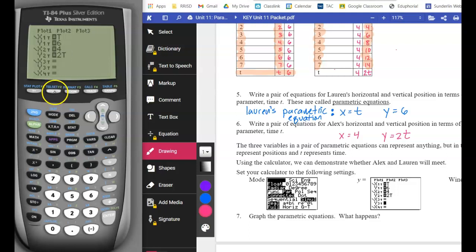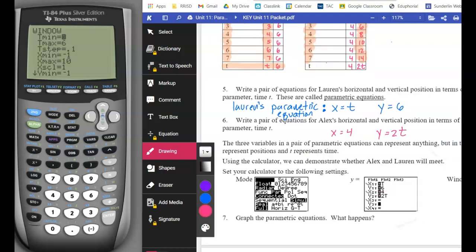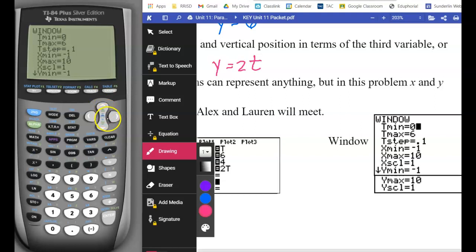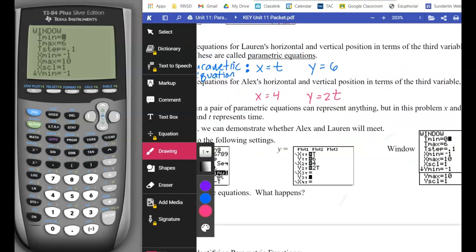Then we need to make sure, and it's very important in parametrics, that our window is correct. So we have 0, 6, our step is 0.1, then we have -1, 10, 1, -1. Most times, if it's going to be a hard window, they won't make you guess it on Math Excel. What they'll do is give you what they want your table to look like.